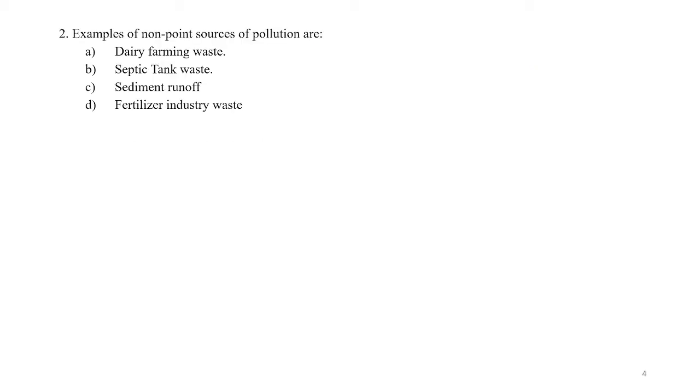So the second question is, examples of non-point sources of pollution are: A, dairy farming waste; B, septic tank waste; C, sediment runoff; D, fertilizer industry waste. So any answer, anyone? C. Yeah, that's the correct answer.